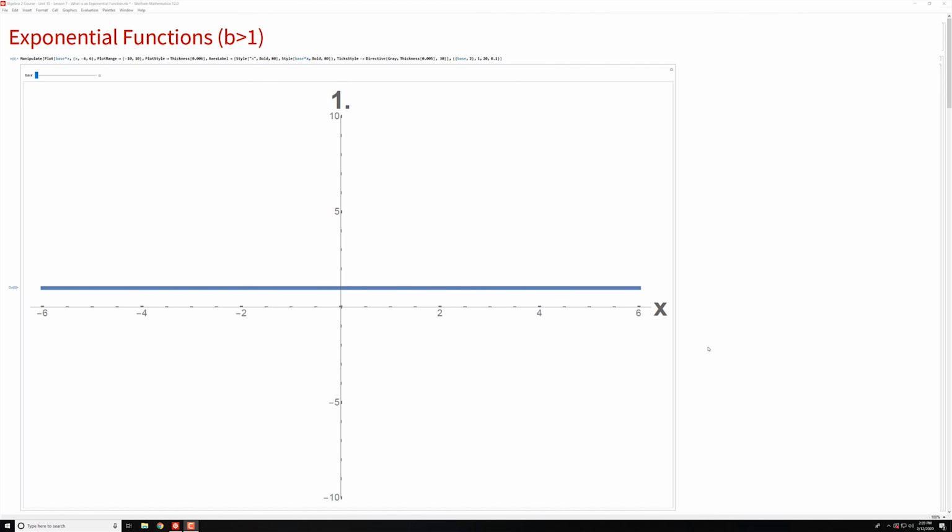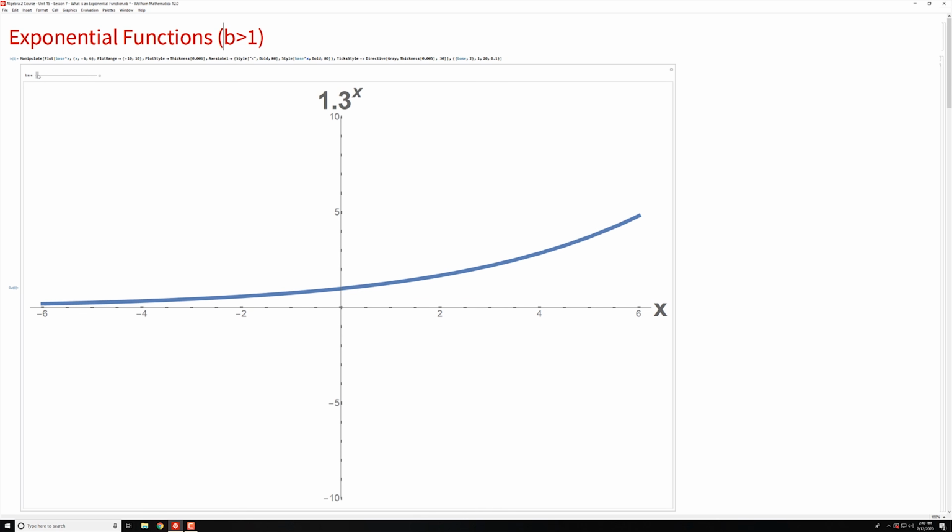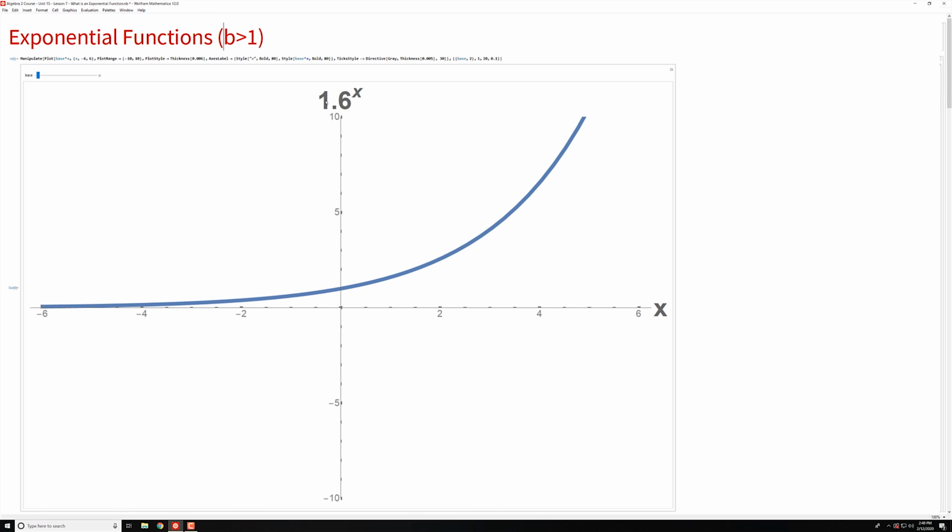Okay, welcome back. Here we have our computer demo. This is what we call an exponential function. This b right here is what we called the base. So let's first take a look at when the base is bigger than 1, like 2 to the power of x, or 3 to the power of x, or 10 to the power of x, or 100 to the power of x, and so on. So what happens as I increase this guy? You see what happens as the base, here the base is 1.6, and then we have the power of x.